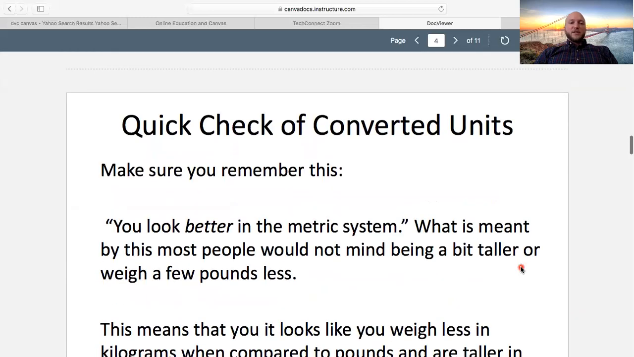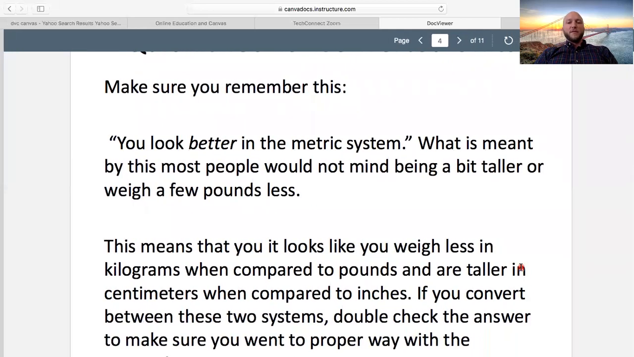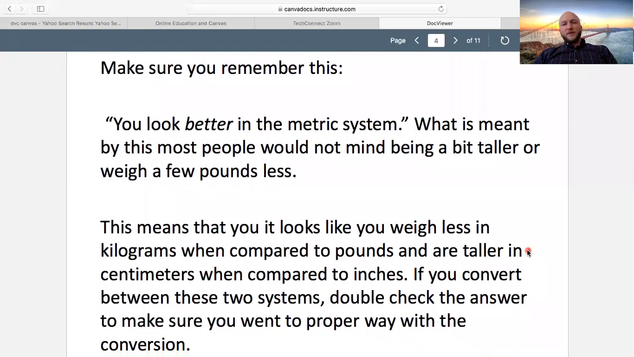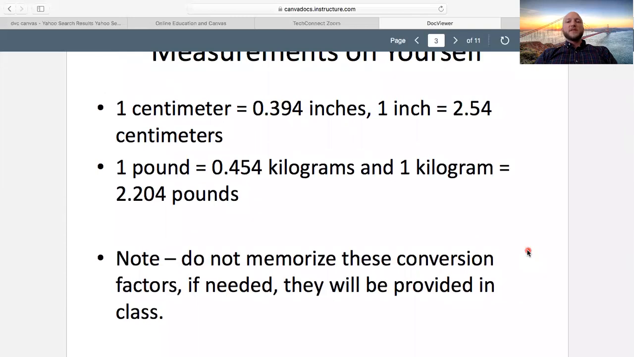Think about this logically. So this isn't my favorite way to memorize this, but some students find this tip helpful. You look better in the metric system. So what does that mean? It's a way to logically think about the answer you've come up with when doing one of these conversions. So most people want to weigh less. A lot of people want to weigh less. Well, a kilogram is larger than a pound, so you're going to weigh fewer kilograms.